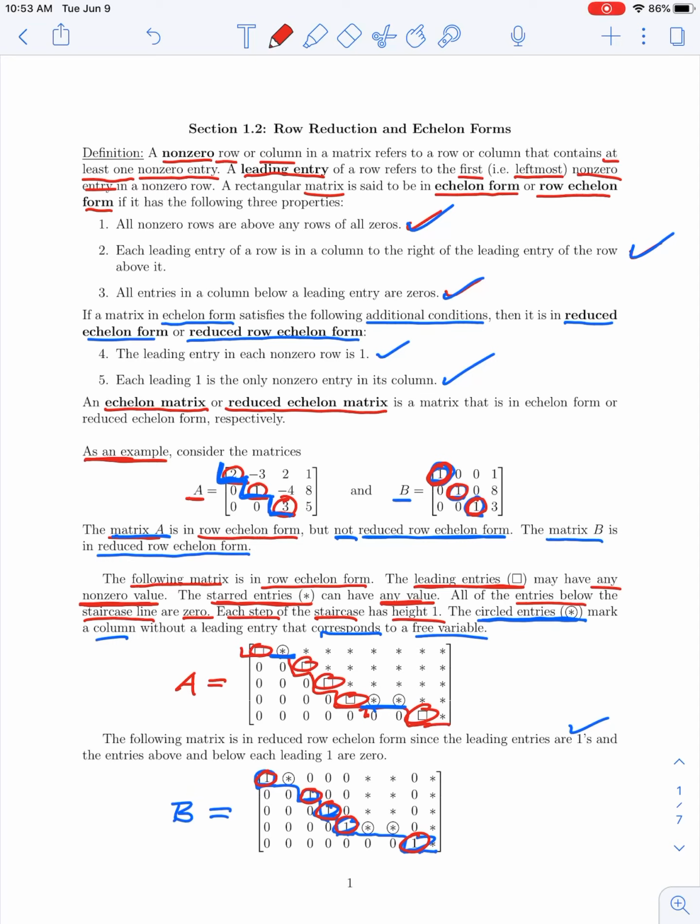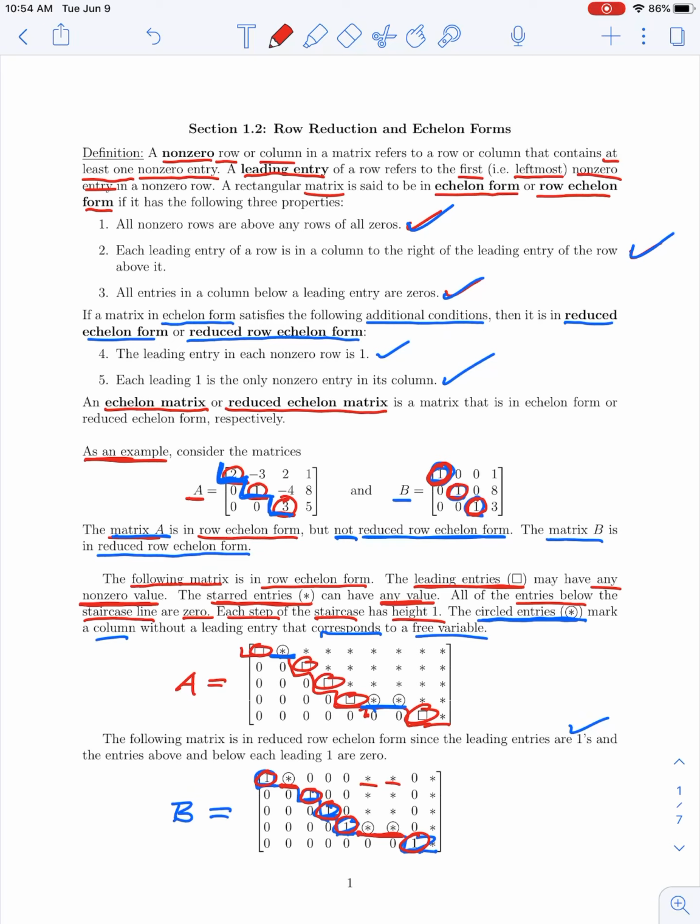So again, for any leading one, we have to have zeros above and below that leading entry to be in reduced echelon form. And again, here in this general example, the star entries can denote any number, and these star entries which have been circled define columns of our matrix that do not have a leading entry of 1, and these will correspond to free variables if we think about a system which has this as its augmented matrix.